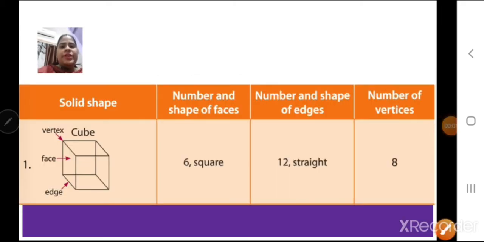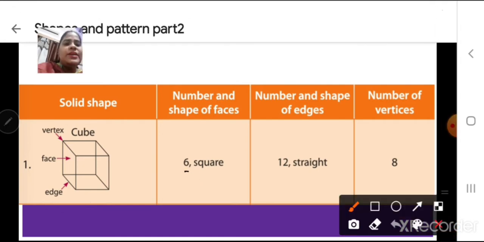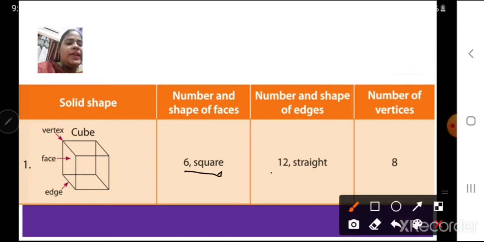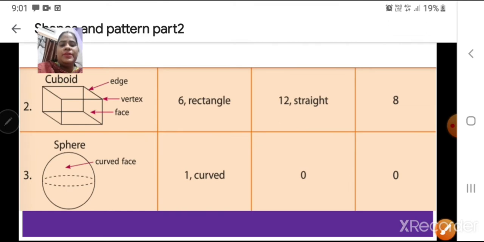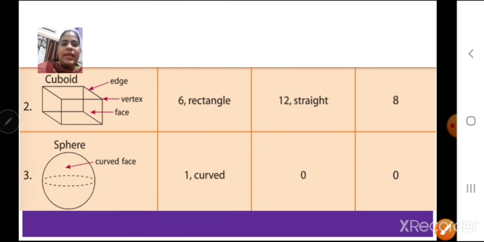Children, as we have figured out, this is a cube. In a cube there are 6 faces, 12 edges and 8 vertices, correct? In the next figure, which is a cuboid, again there are 6 rectangular faces, same as a cube. Then again we have 12 edges and 8 vertices.